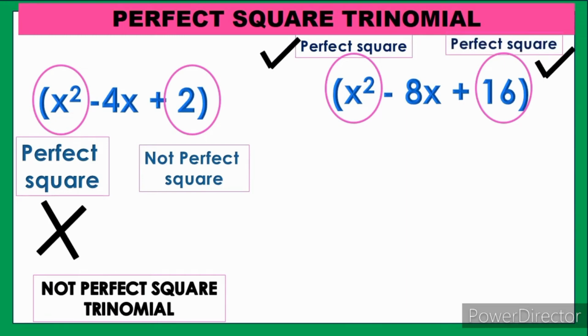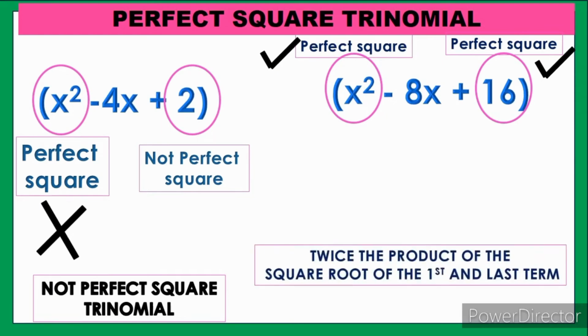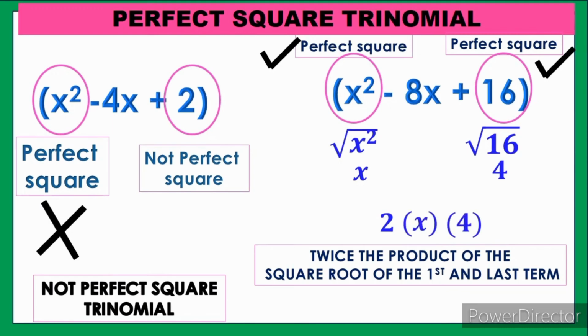Check, and check. Okay, how about the middle term? Let's find out. The middle term is twice the product of the square root of the first and the last term. So we need to find the square root of x squared, which is the first term, and the square root of 16, which is the last term. The square root of x squared is x, and the square root of 16 is 4. Then twice, meaning we multiply 2 times x times 4. 2 times x times 4 is equal to 8x.